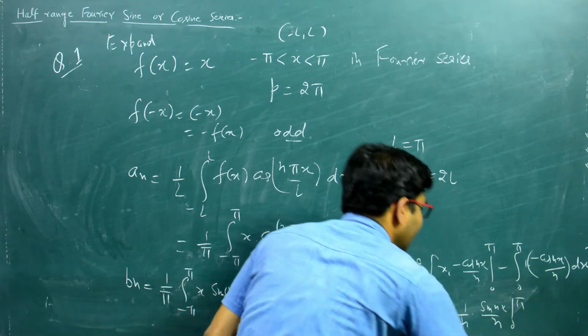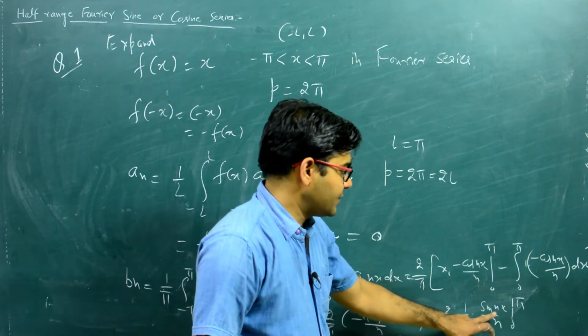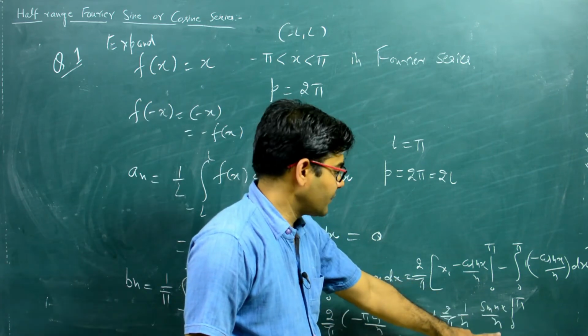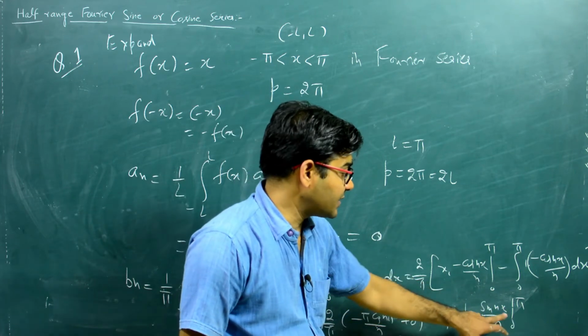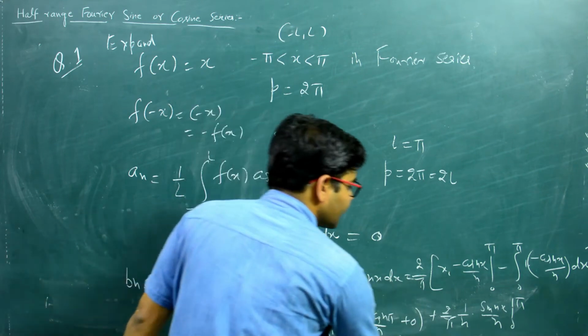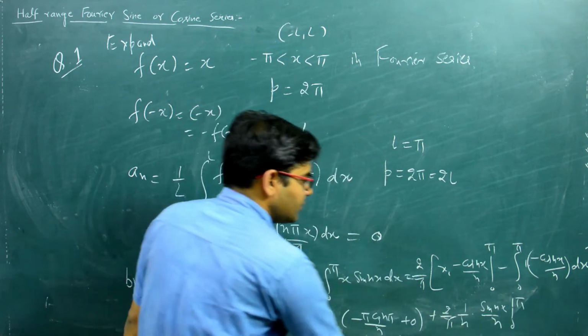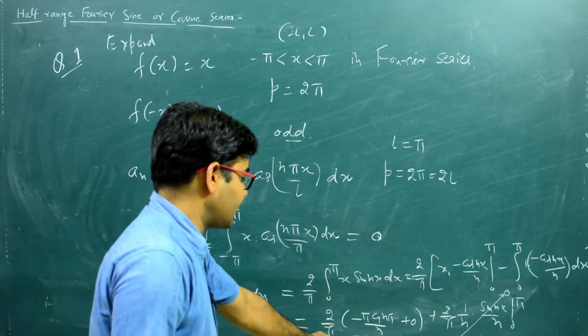from 0 to pi. Okay, so if I put, for example, the upper limit in this, it will come sine n pi, which is 0, because whether n is odd or even, sine n pi is always 0. Similarly, if I put the lower limit, sine 0 is also 0. So this part is going to give me 0 contribution. So this is actually 0. So what we are left with is this portion only.